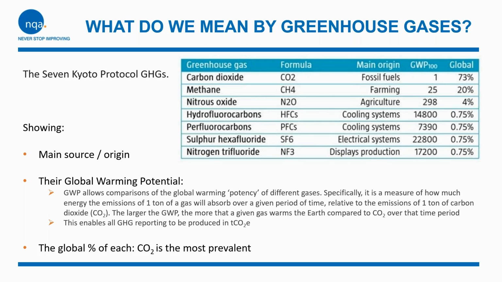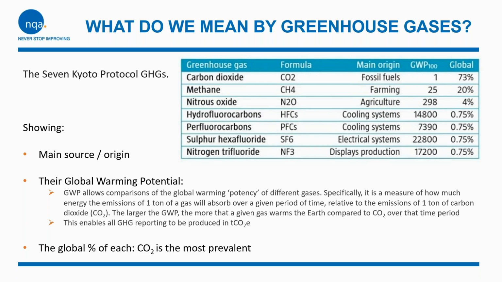So the GWP provides us with a relative measure. And the higher the global warming potential, the more that a given gas warms the Earth relative to CO2 over the same time period. So what this allows us to do is report all of our greenhouse gases in an equivalent figure. That equivalent figure is tons of CO2e, or tons of carbon dioxide equivalent. So tons of CO2e is the unit that we convert all of our greenhouse gas emissions into, and that's a standard unit that all companies report in.